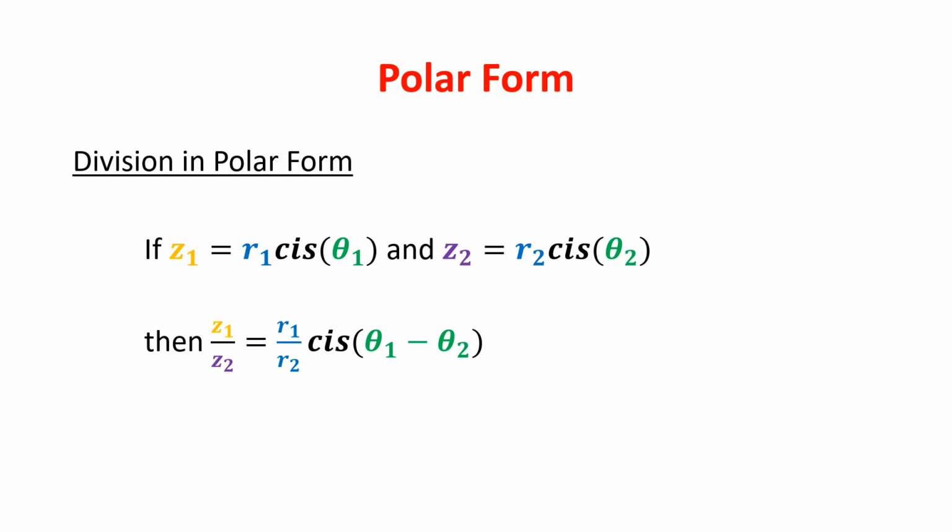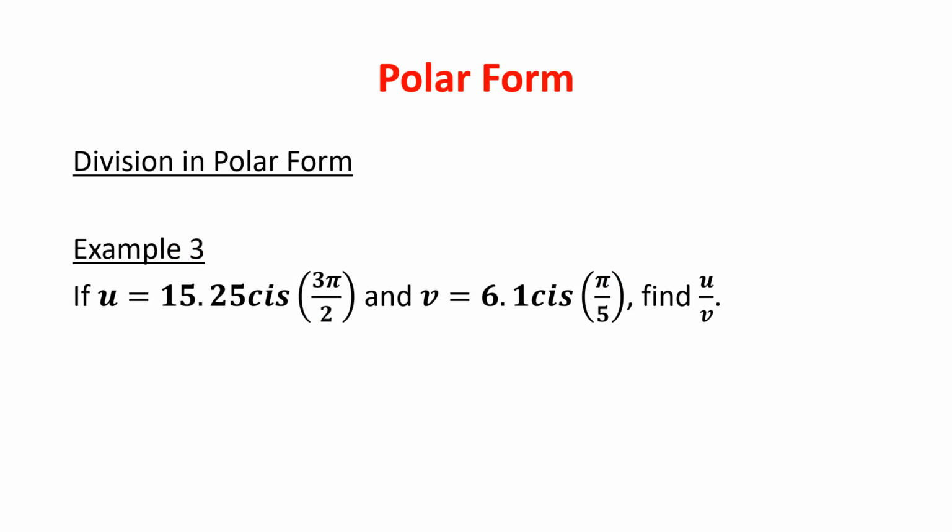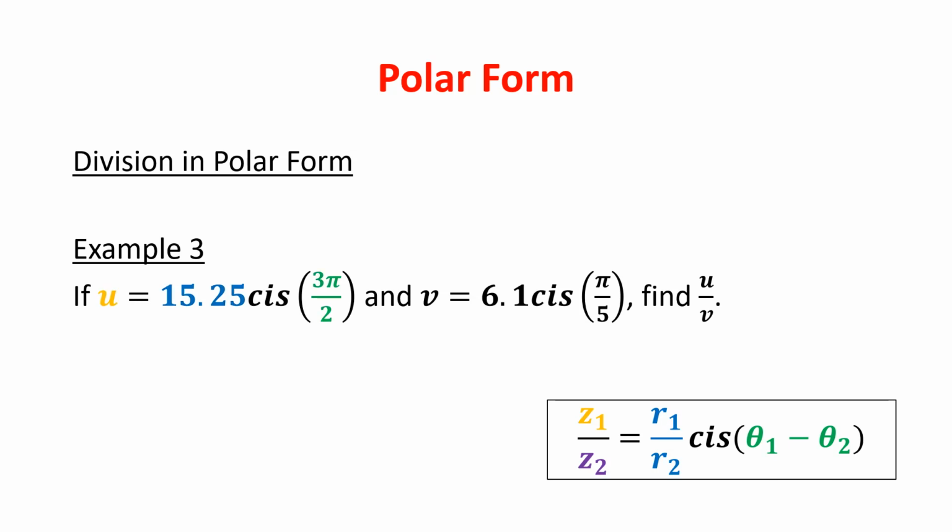And let's show you how to do division with one last example. So here is the rule, and we have our first complex number, U, 15.25 cis 3 pi over 2. And our second complex number, V, is 6.1 cis pi over 5. We want to work out what is U divided by V. So to work out U divided by V, the first thing we do is R1 divided by R2. So we divide our two moduli, 15.25 divided by 6.1. We write down cis, and then we go θ1 take away θ2. So we subtract our two arguments.